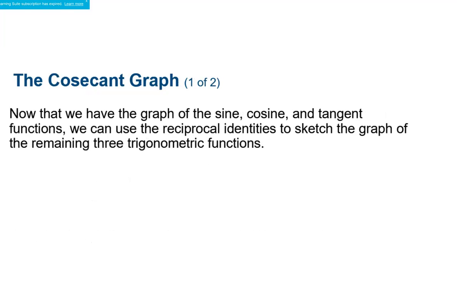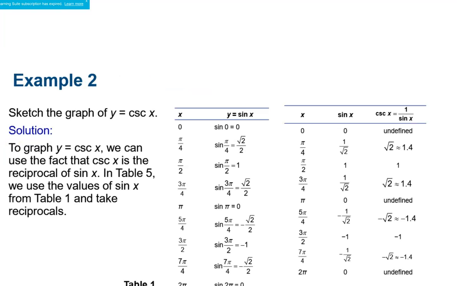Now that we have the graph of the sine, cosine, and tangent functions, we can use the reciprocal identities to sketch the graph of the remaining 3 trigonometric functions. Let's look at the cosecant function. To sketch the graph of the cosecant function, we will use the graph of the sine function because cosecant of x is 1 divided by sine of x.